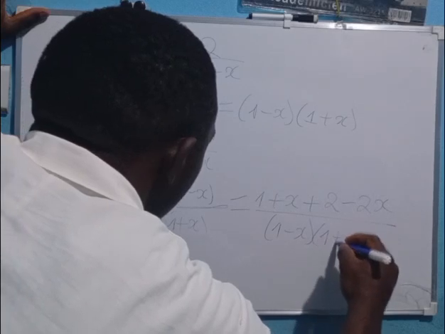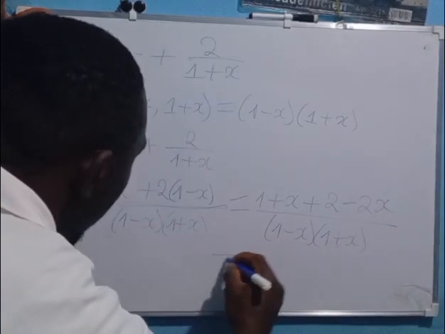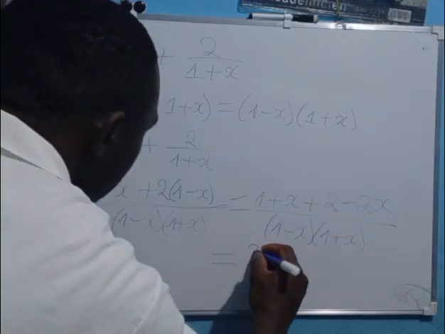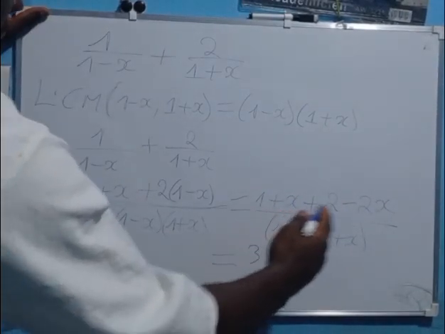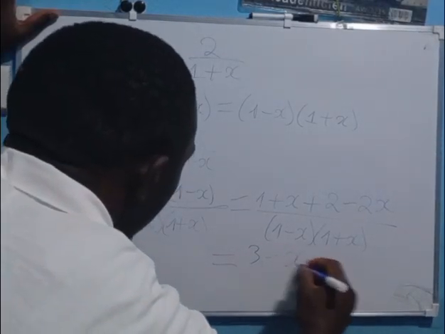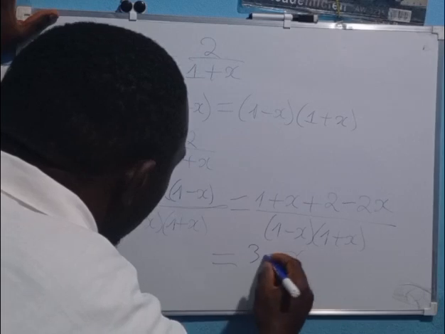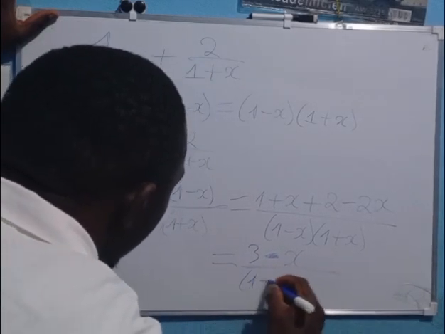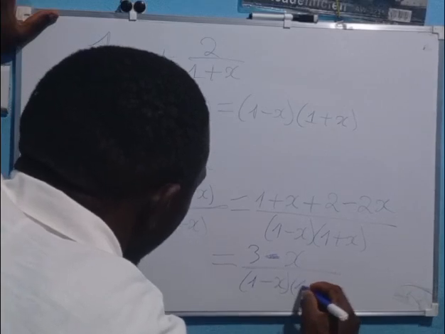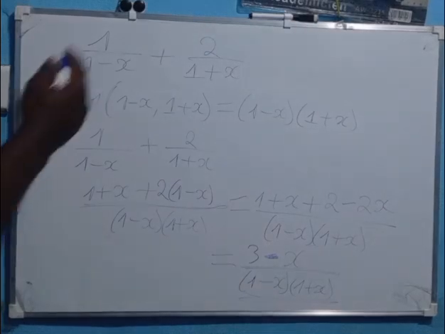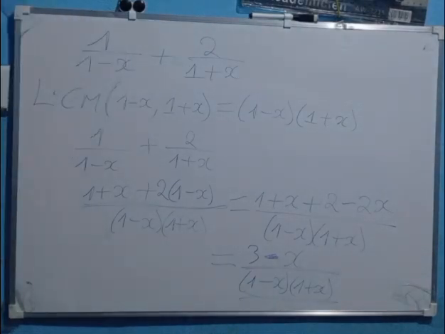This will simply be equal to, simplifying the numerator, 1 plus 2 gives us 3. x minus 2x gives us negative x. And the numerator, we have 3 minus x, all over the denominator, we have 1 minus x times 1 plus x. This is the simplification of 1 all over 1 minus x plus 2 all over 1 plus x.